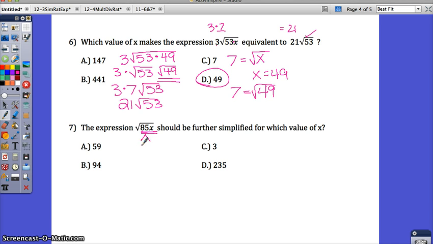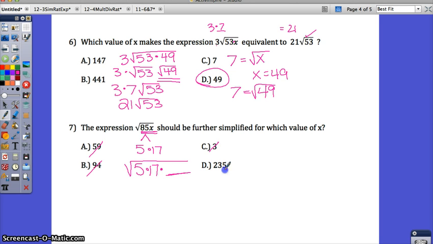Well, I can break 85 up into 5 times 17, which means I really have the square root of 5 times 17 times something, whatever I want that x to be, which means I want x to be a multiple of either 5 or 17. I want x to have a factor of 5 or 17. So start ruling some of these out. Does 59 have a factor of 5 and 17? No. Does 94, is it divisible by 5 or 17? No. 3, definitely not.